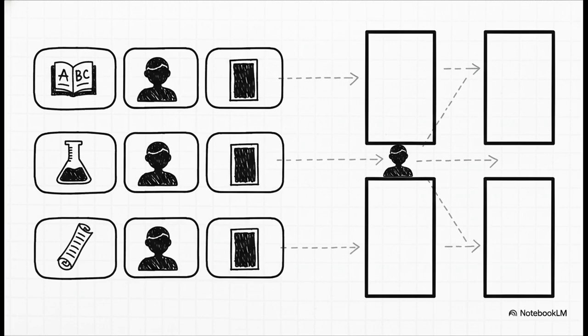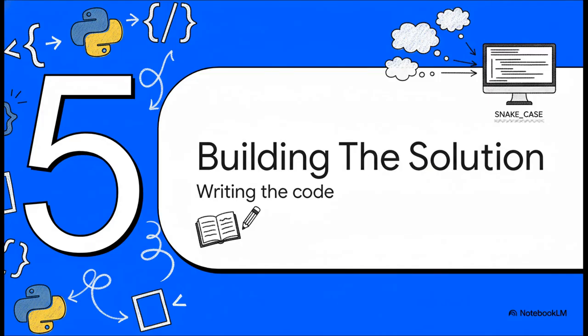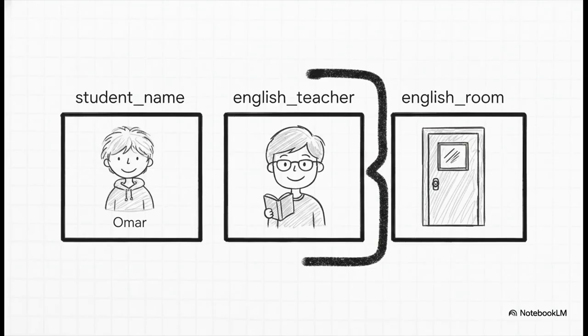We've got 3 subjects, 3 teachers, and 3 different rooms. Our job is to take each piece of this information and store it in a variable with a crystal clear name. Let's do this. We're going to build out the solution together, and I want you to really pay attention to the choices we make for our variable names. First up, the student's name. We'll call it student name.